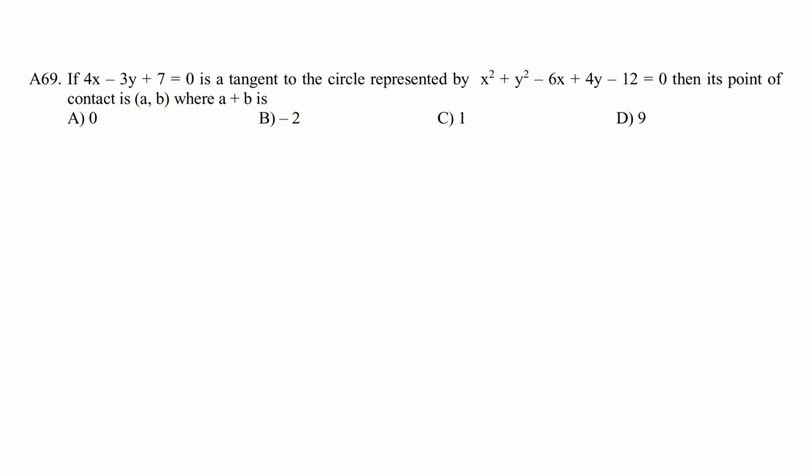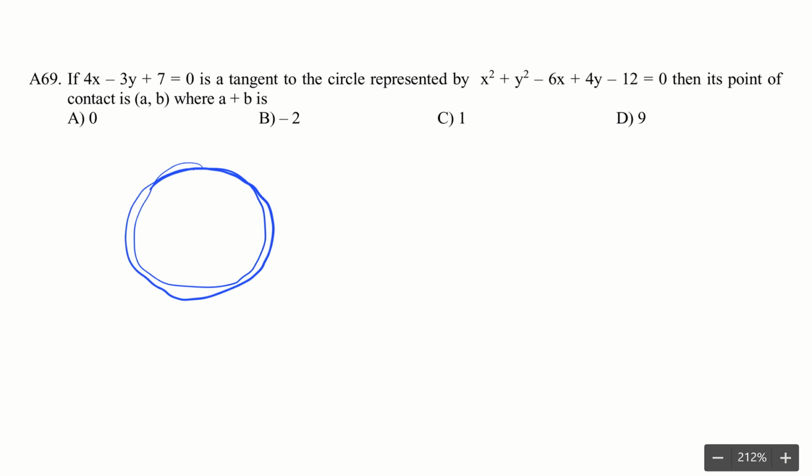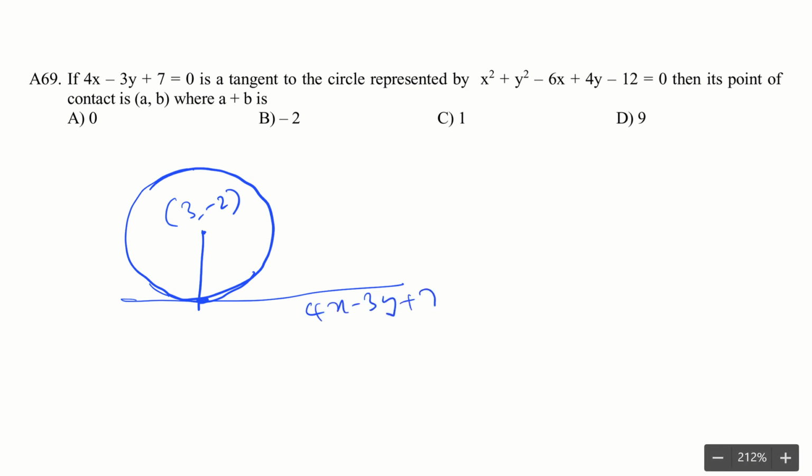So in this problem, we have to find the point of contact. Now we know we can do it in different ways. One is using technique 1. Here I simply go with the foot of the perpendicular, so this is the point you are looking for. The center is 3 comma minus 2 and the line is 4x minus 3y plus 7 equal to 0. You just find the foot of the perpendicular for the point of contact.